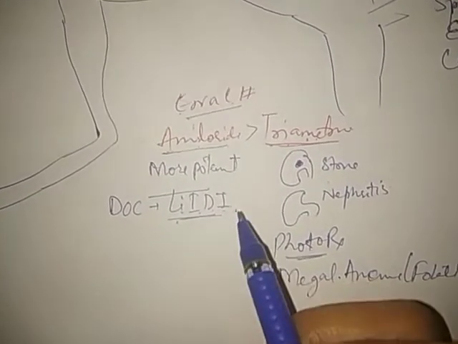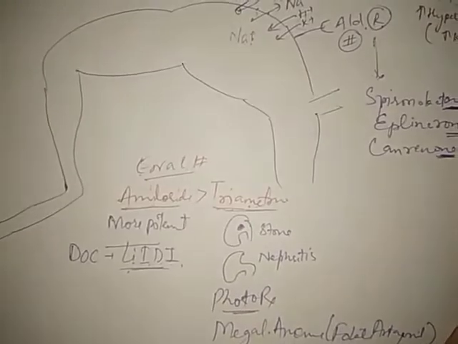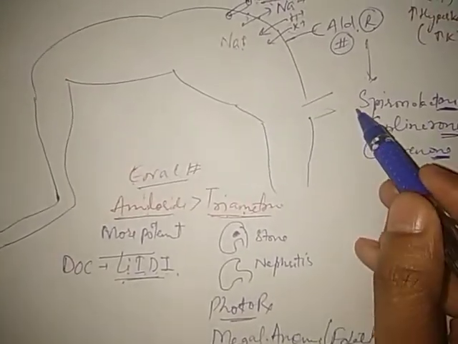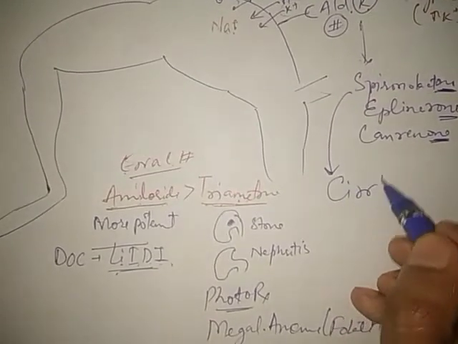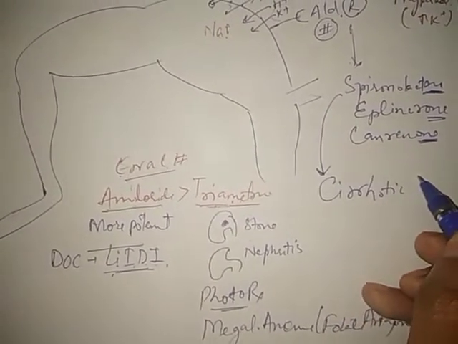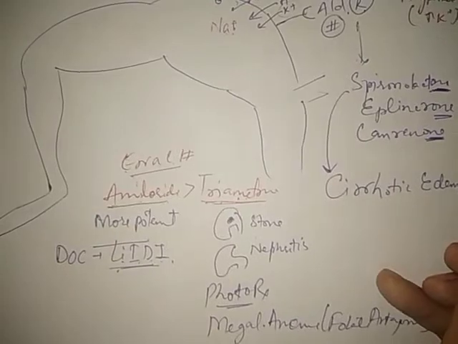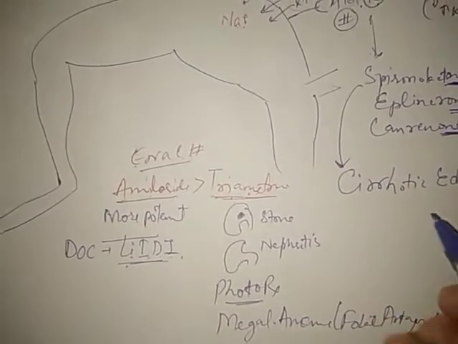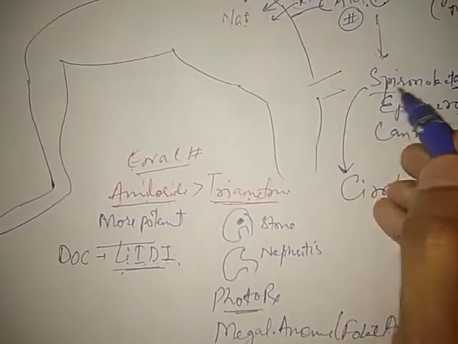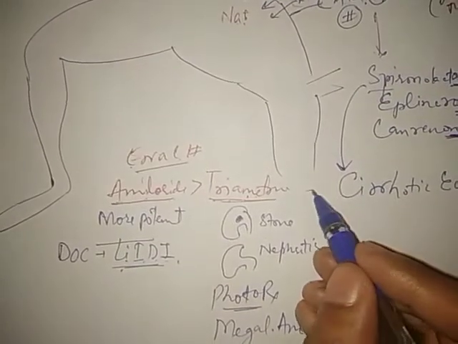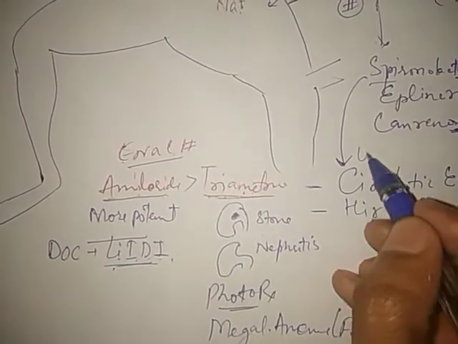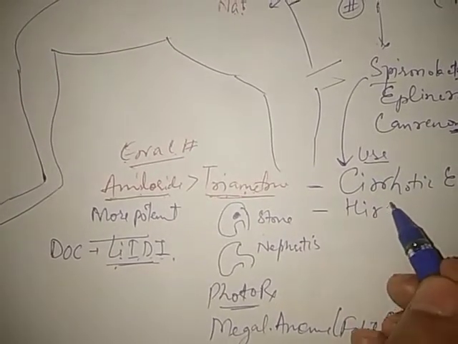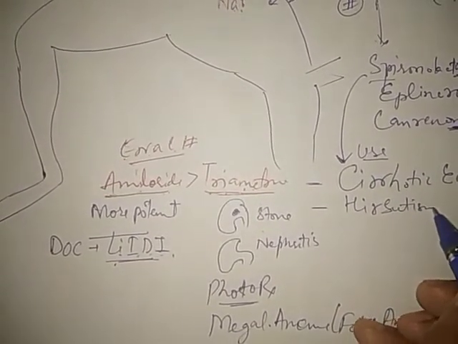Okay, now spironolactone is usually given to patients who have cirrhotic edema. A patient having liver failure and edema, you can give spironolactone. Further, it is an anti-androgen, so it is also being tried in the treatment of hirsutism. It is also tried in the treatment of hirsutism.